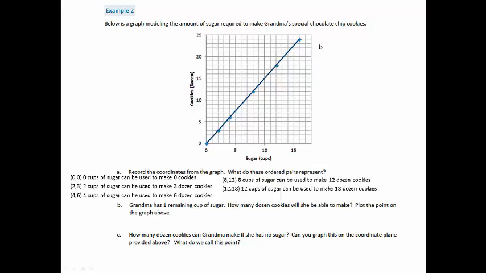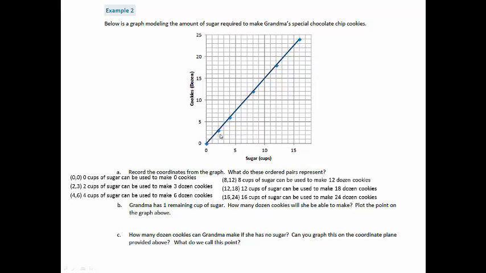We also have the point 12, 18. 12 cups of sugar can be used to make 18 dozen cookies. And our last point on the graph, 16, 24. 16 cups of sugar can be used to make 24 dozen cookies.